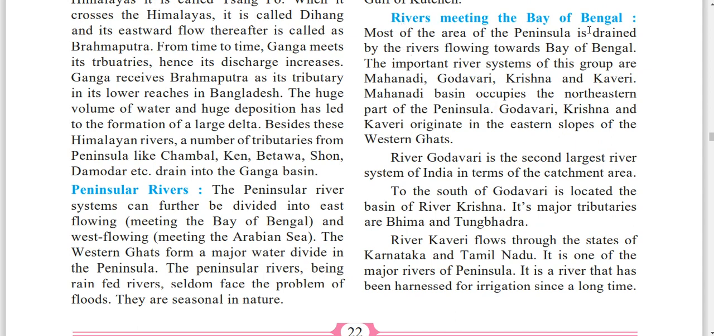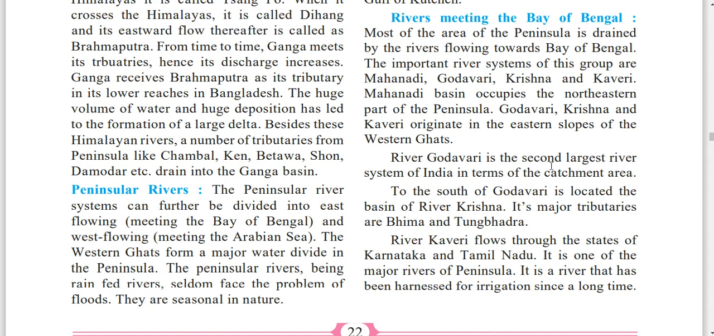Rivers meeting the Bay of Bengal. Most of the area of the peninsula is drained by the rivers flowing towards the Bay of Bengal. The important river systems of this group are Mahanadi, Godavari, Krishna, and Kaveri. Mahanadi basin occupies the northern part of the peninsula. Godavari, Krishna, and Kaveri originate in the eastern slopes of the Western Ghats.